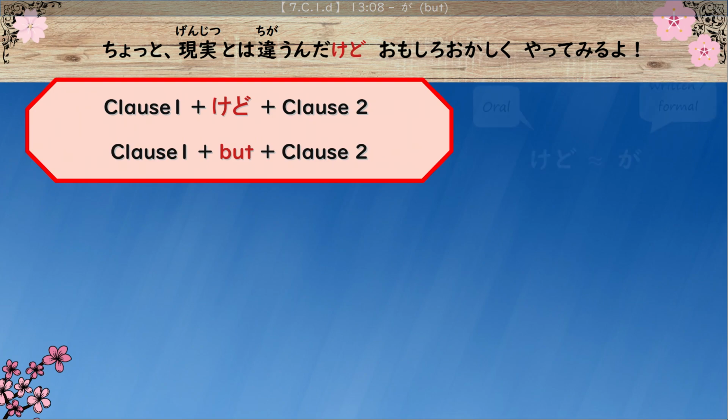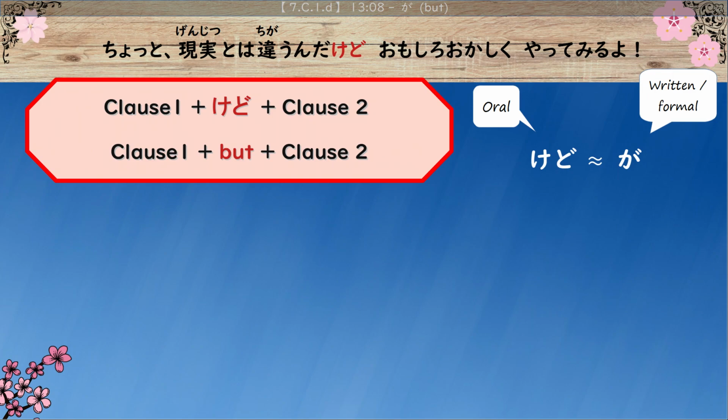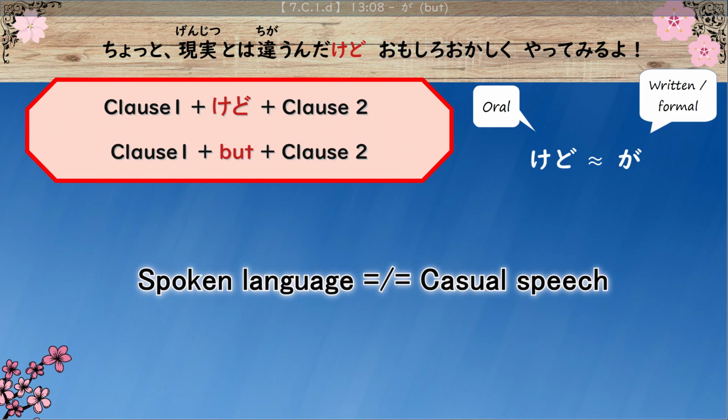As for the difference between kedo and ga, for the moment you can remember that kedo is used in oral speech, while ga is rather used in written language and in more formal situations. So be careful because when we say oral speech, it doesn't mean that it's casual speech, okay? So you can use kedo and be polite. It's completely possible. It's just that if you read, for example, the newspaper, you won't see any kedo because it's part of written language. So kedo is used when you talk, not when you write.